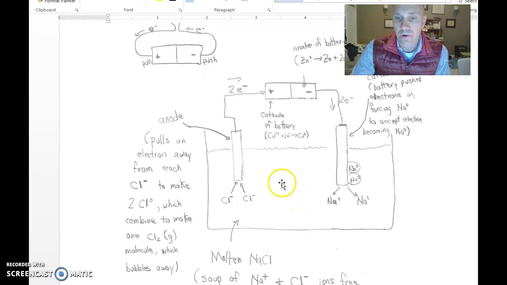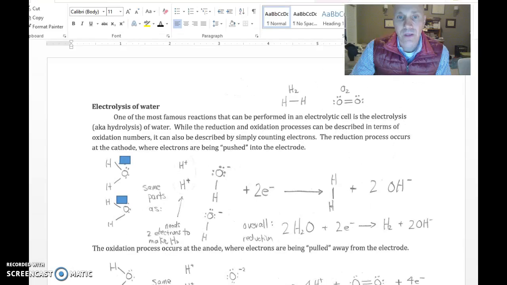If there were any water around here, it would immediately boil away because of the temperatures that are required to melt sodium chloride. But a lot of the more famous examples of electrolysis occur in situations where this is an aqueous solution. So that's what this video is going to be talking about. And we're going to start off with the most famous example of this, which is just the plain old electrolysis of water.